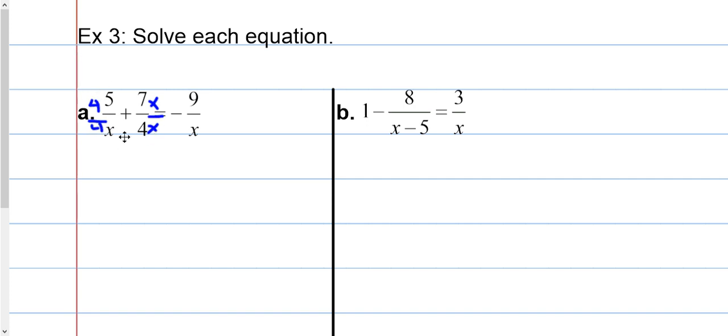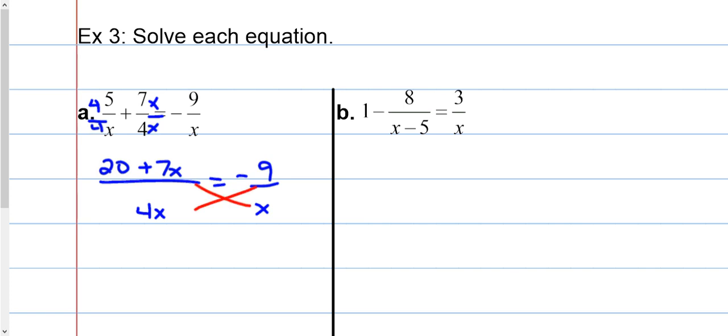Now, 4 times 5 gives me 20, plus 7 times x gives me 7x. That's all over 4x, and it's equal to negative 9 over x. Now, right here, the negative is just out front of everything. When I rewrote it, I wrote the negative in front of the 9. That way I can cross multiply and I know exactly what my negative goes with. So I'm going to cross multiply again, and I have x times the 20 plus 7x equals the negative 9 times 4x.